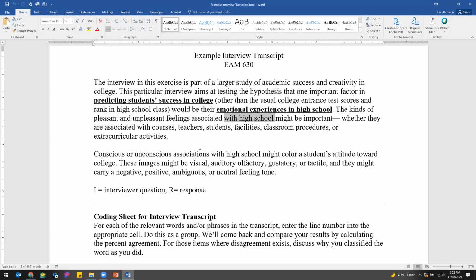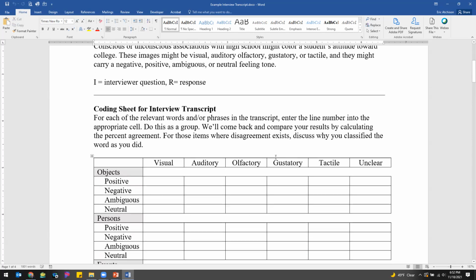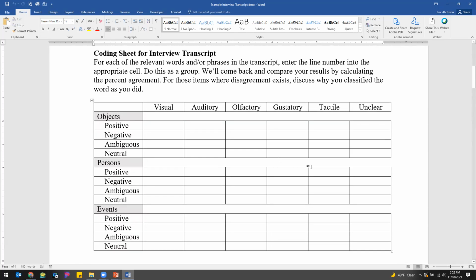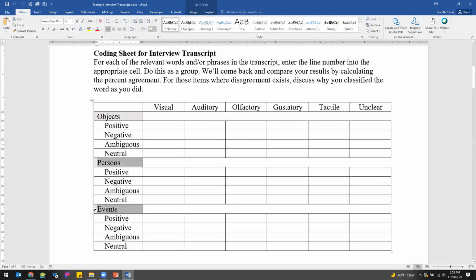So anyhow, we've got a lot of these experiences, and they're associated with a wide variety of actors and individuals: the course, the teacher, the students, the facilities, all these things. So what we want to do here is first read the transcript. It's on page 2. And as you read the transcript, talk to each other about whether there's any kind of evidence about visual experiences, auditory experiences, olfactory, gustatory. Y'all know what this means, right? Visual being see, auditory being hear, olfactory being smell, gustatory being taste, tactile being touch, okay? So, what are their experiences with objects, with persons, and with events?